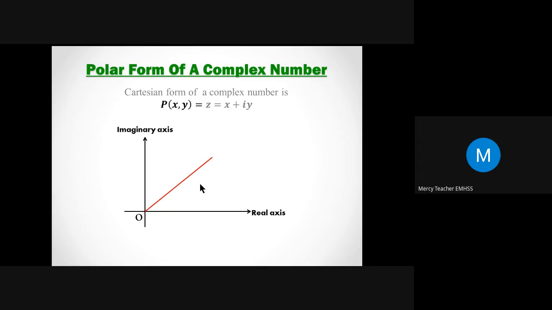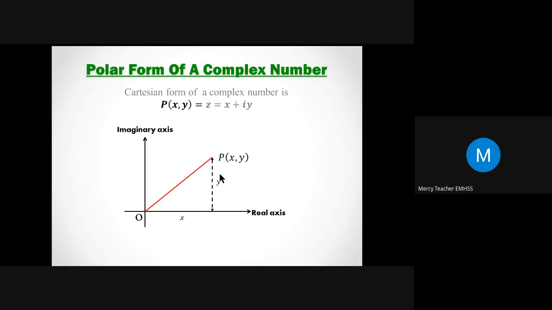Okay. So we are taking a complex number, and we are drawing a line from origin to that complex number, P of x comma y. P of x comma y is z. Z lies in the first quadrant, and we draw a line OP. So this is the distance from the origin to the complex number. This red line is the distance from the origin to the complex number.